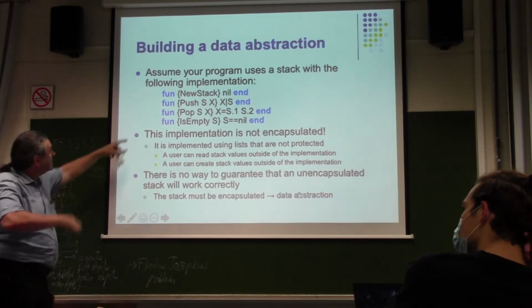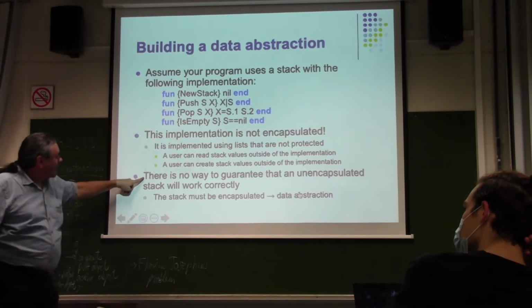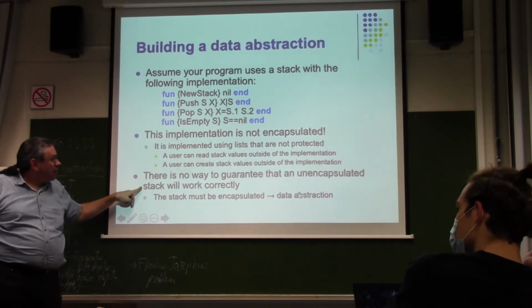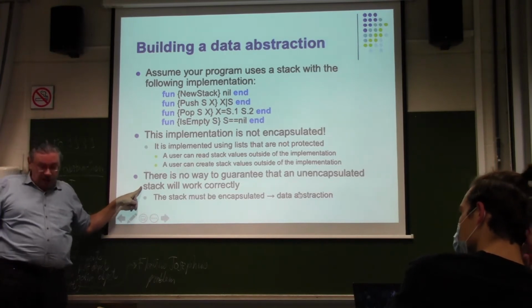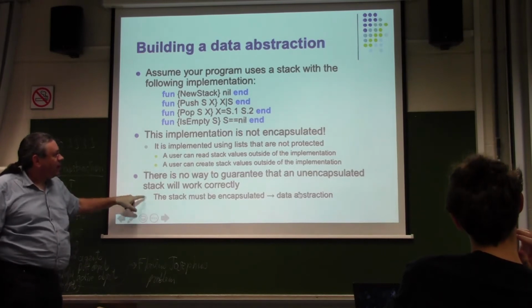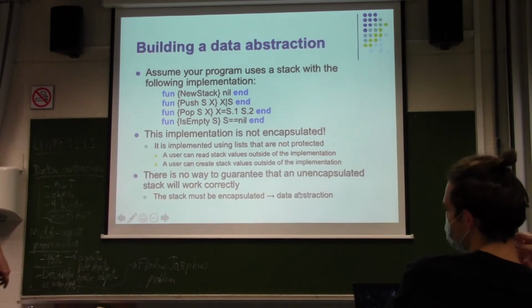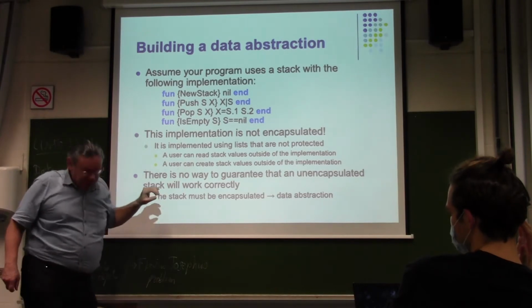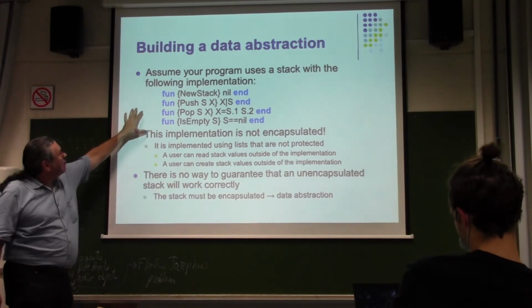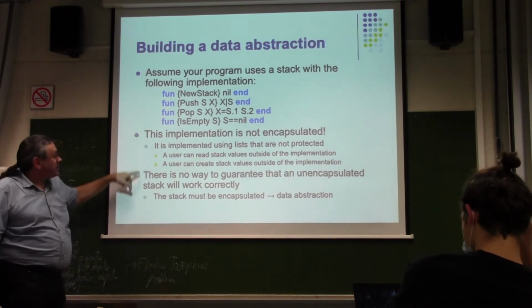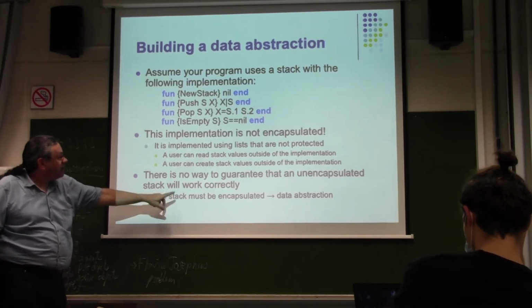So if I use this implementation, I cannot guarantee that it's used correctly, okay? Any program can mess around with the insides, okay? So that's the reason why we need to protect the internals. So you see, this is the basic example. So this is not a data abstraction, because it's not protected, it's unencapsulated.